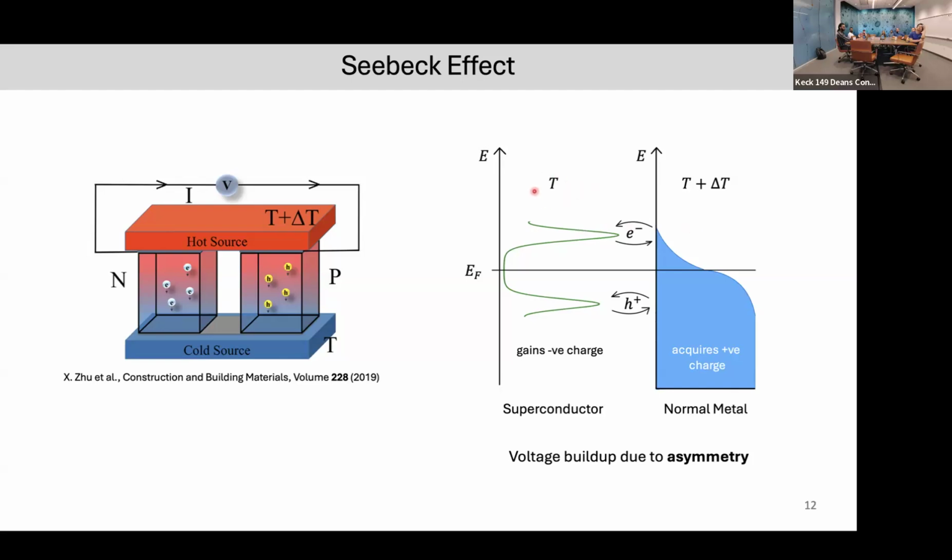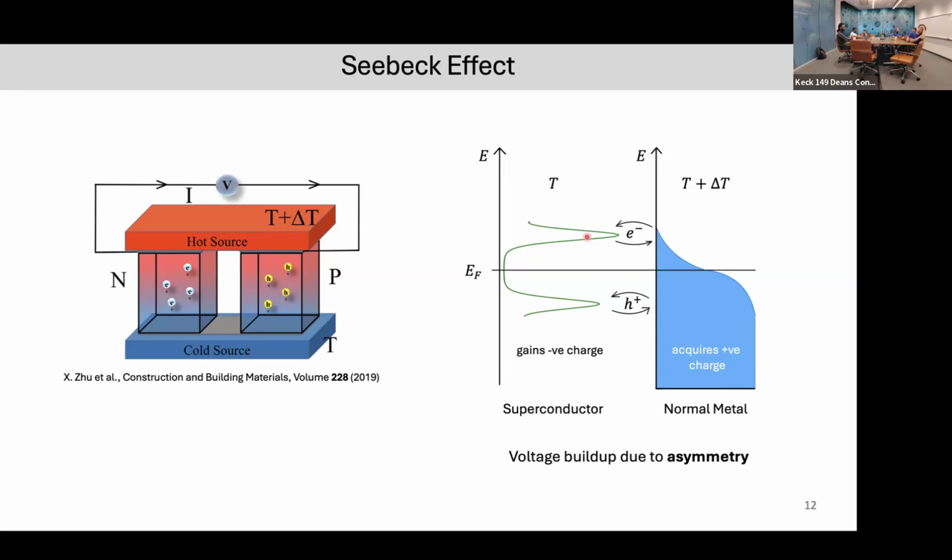And also let's assume that the superconductor is at temperature T and there is a thermal bias where the normal metal is at a higher temperature. So for positive energy, where the energy is higher than the Fermi energy of this system, the electron will dominantly tunnel into the superconductor. But on the negative energy side, the hole will also predominantly tunnel into the superconductor.